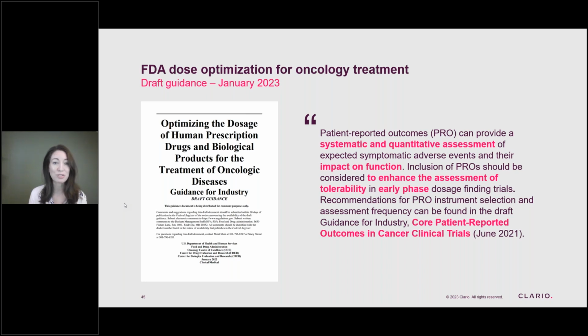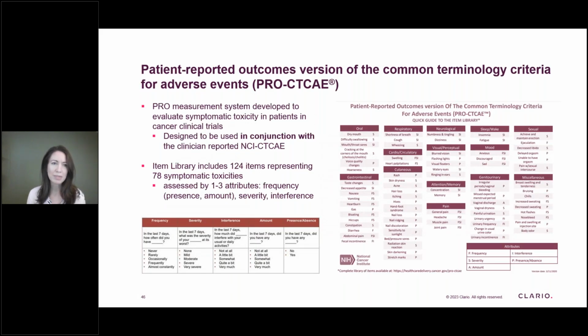We're not looking for PROs to replace any other method of safety and tolerability assessment, right? It's a way to just provide deeper insights into how tolerable a drug is from that patient's perspective. So if you go to the next slide, just to speak a couple of minutes on, again, how are we measuring tolerability using patient-reported outcomes? There are a number of maybe one-item measures that ask, for example, how bothered are you by the side effects of treatment? But then there's also this patient-reported outcome version of the common terminology criteria for adverse events. That's a mouthful. It's called the PRO-CTCAE.